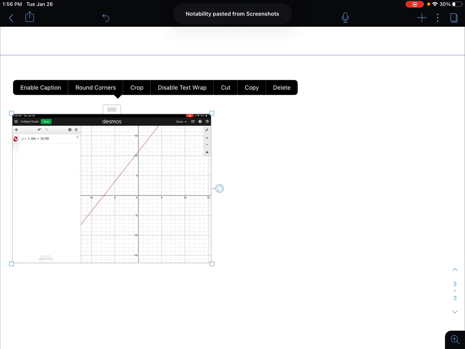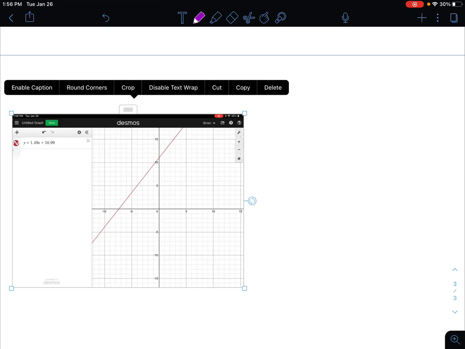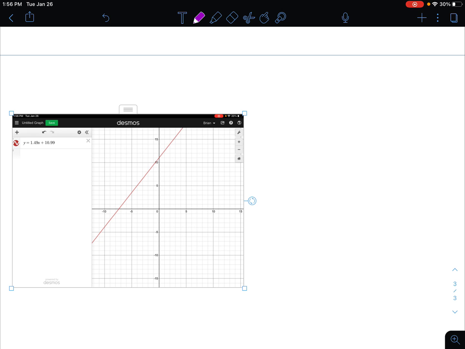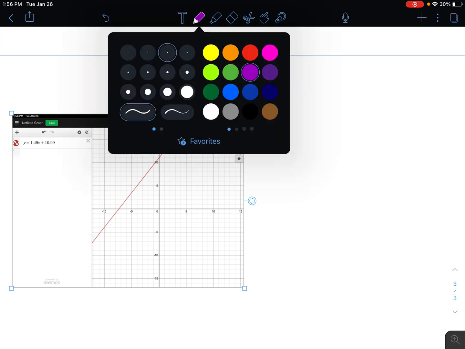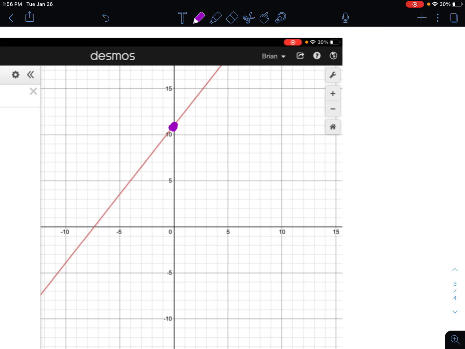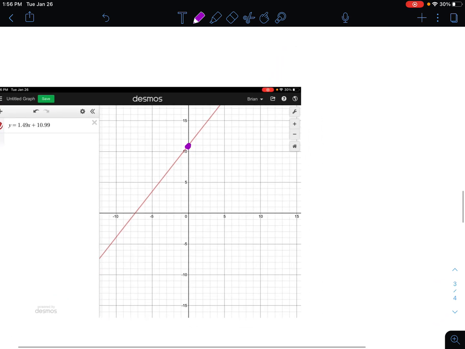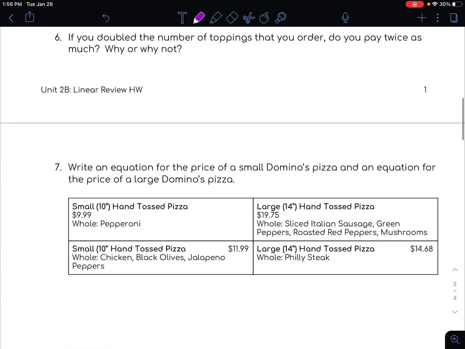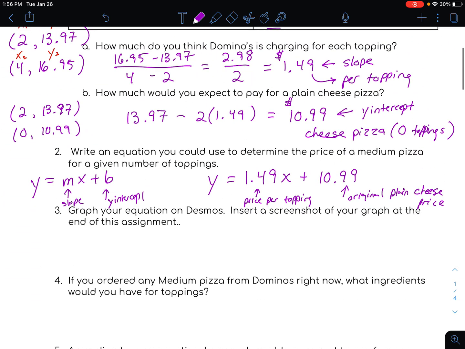Paste image. Fantastic. So now we can see that y-intercept value right here. Can I draw that in? Oh, maybe it's not letting me draw it in on top. There we go. So there's that y-intercept value of 10.99. All right, and then we can see it has a positive slope of 1.49.